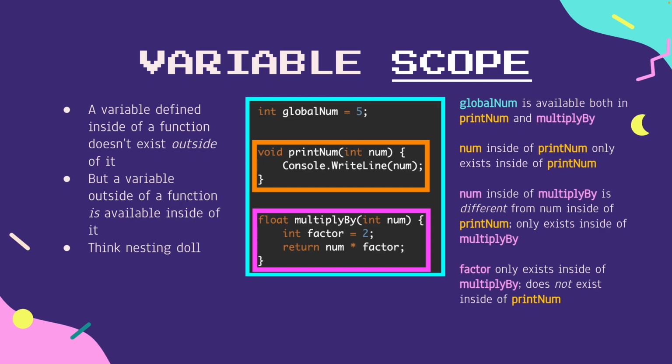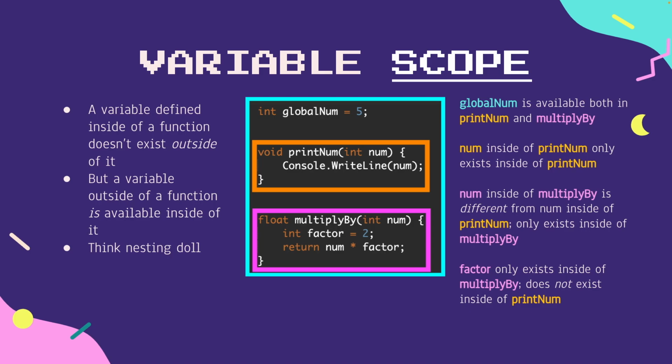So multiply by has a parameter named num as well, but even though they're named the same thing, they are not the same value, and so they don't interfere with each other at all, right? And same thing with factor. I have a variable called factor in multiply by, and that factor is not available inside of printNum or inside of that global space either, right?